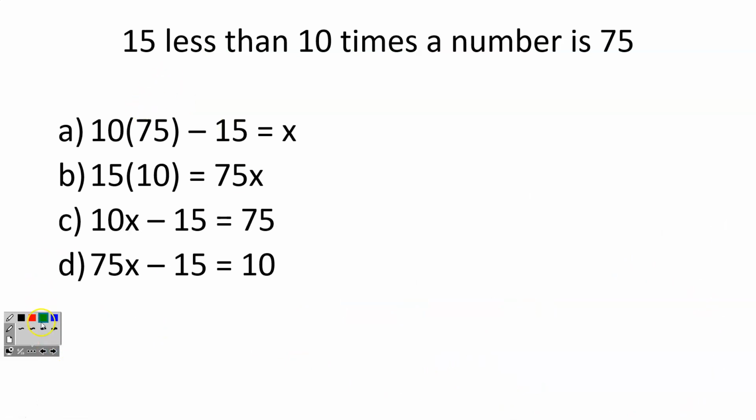So here's our next problem. 15 less, there's the keyword, then 10 times, there's another one, times, the number is 75. So again, if I look at those keywords, that helps me set up my problem. I like to always set up my equal sign first. So is 75, that's going to be equal 75. So that can eliminate that one. That will eliminate that one.